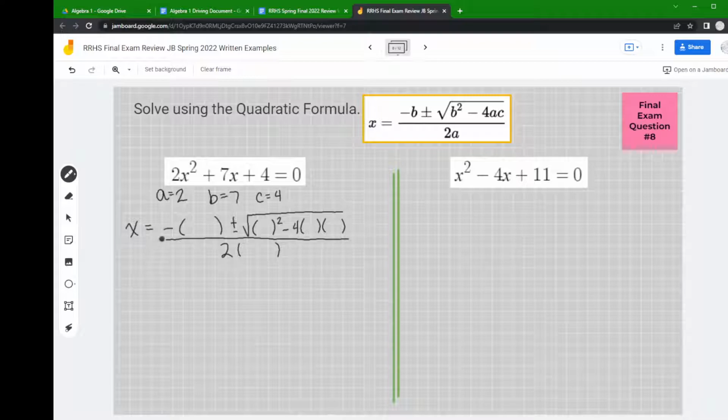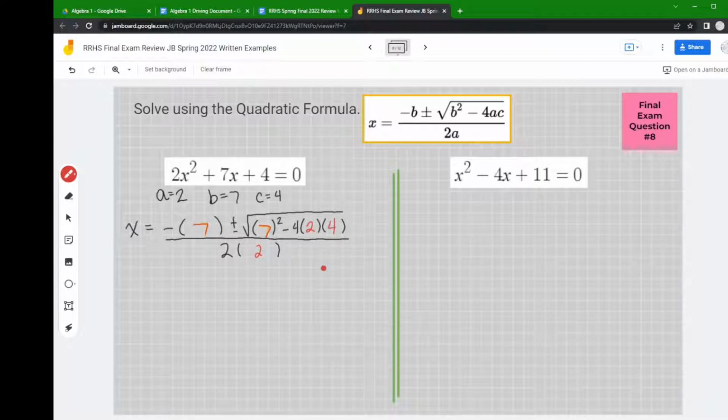Alright, so what I tend to do is write out the equation, and whenever I see a letter I put parentheses. I find that helps me to keep things neat. So the first two blanks are my b value, which is 7. Red's better. Now the next blank and the downstairs blank are my a, which was 2. And my last blank was my c, which is a 4.